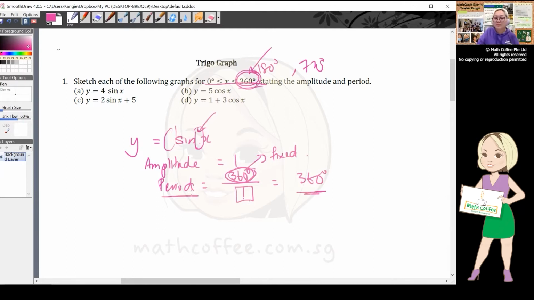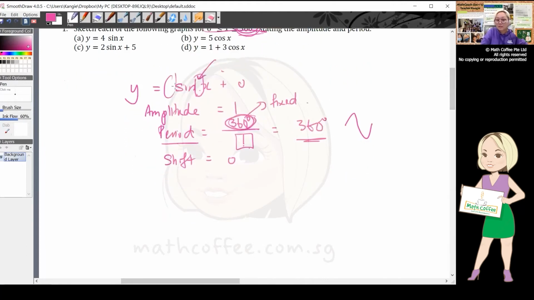So what does period mean? It means that in 360 degrees, I will see one cycle. One cycle. And then of course you need to ask yourself whether there's any shift. Shift means whether you have a plus or a minus. When you have a plus, your graph shifts up. When you have a minus, your graph shifts down. So for this case, it's plus 0, in other words, there's no shift. No shift means it will sit nicely on the x-axis. So let's start to draw this basic one first.